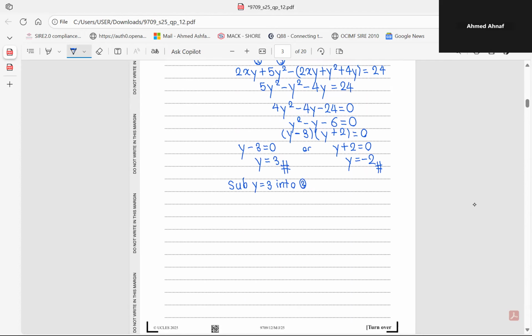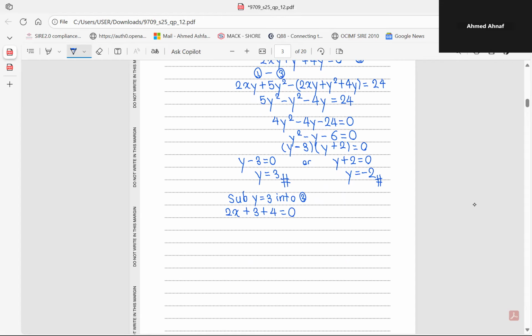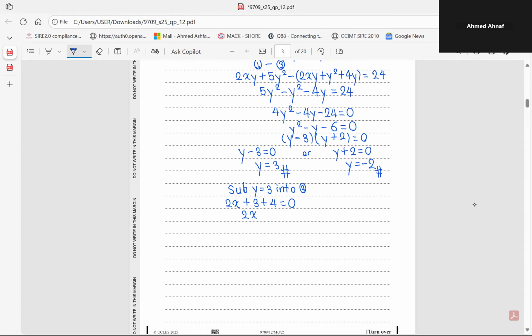Okay, and then this would be 2x plus y, which is 3, plus 4 equals 0. And then we would have 2x equals minus 7, and this would give us x equals minus 7 over 2. So this is a corresponding x value. Let's do the same for y equals negative 2.